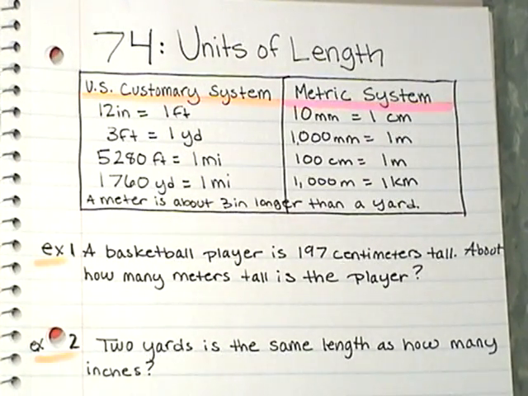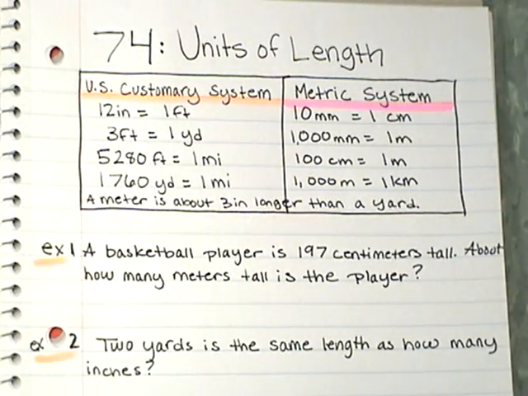Okay. A basketball player is 197 centimeters tall. About how many meters tall is the player? So go ahead, look back at your chart and see the ratio or the difference between centimeters and meters. And if we know how many centimeters he is, about, so not exactly, but about how many meters tall would the player be?